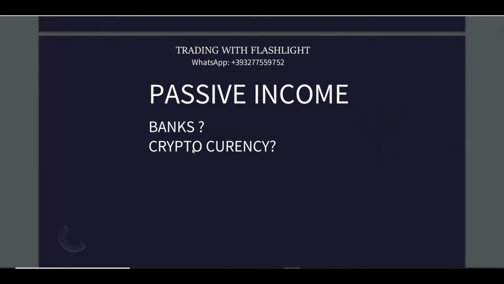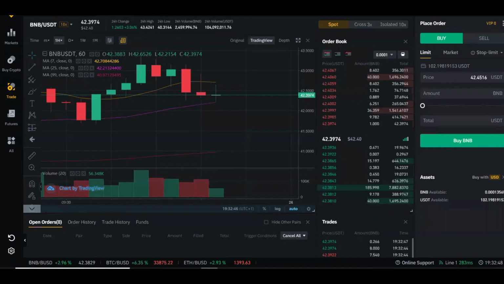So what is cryptocurrency? Simply currency that is virtual. So that's what we call cryptocurrency. A simple example is all these coins. So all these coins, BTC, Ethereum, all the coins are cryptocurrency.